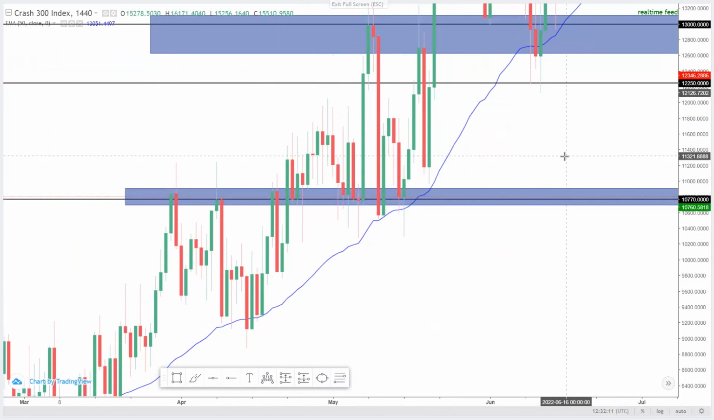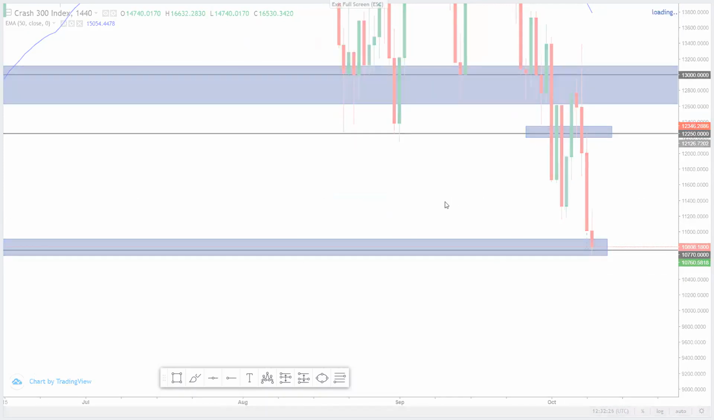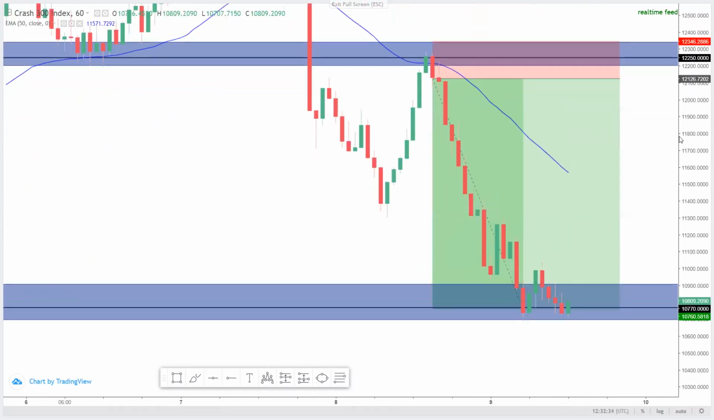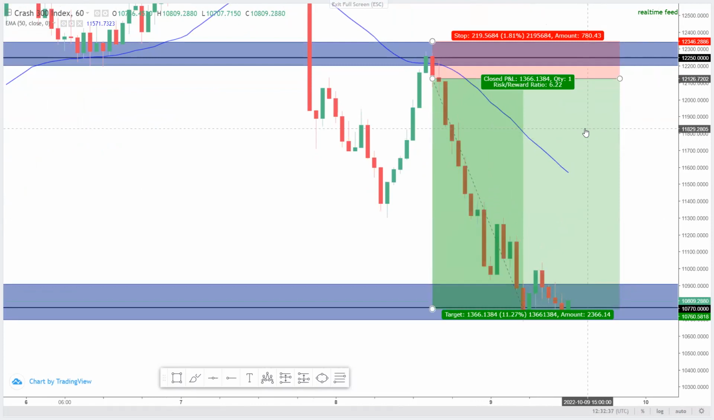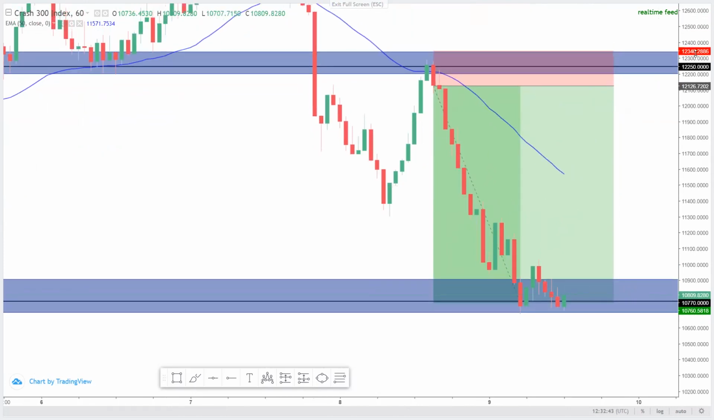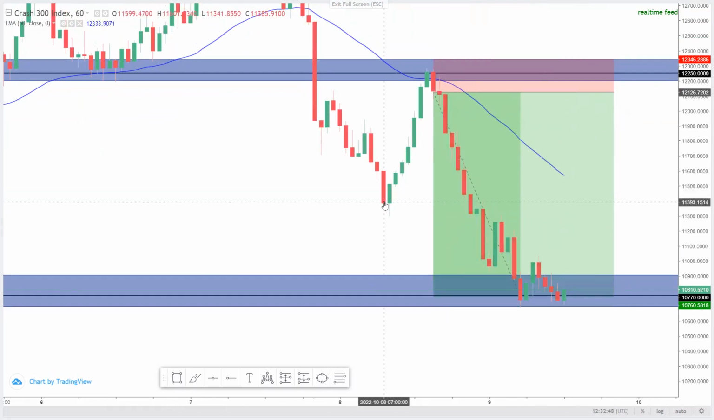So I was very much expecting that once price comes again into this level, we would have some form of reaction at the level. That is the very reason I had the level as my take profit level. Well, that was it for Crash 300 Index, securing us a 1 to 6.22 on this, and it was a quick trade that played out in roughly about 12 hours before the TP was hit.